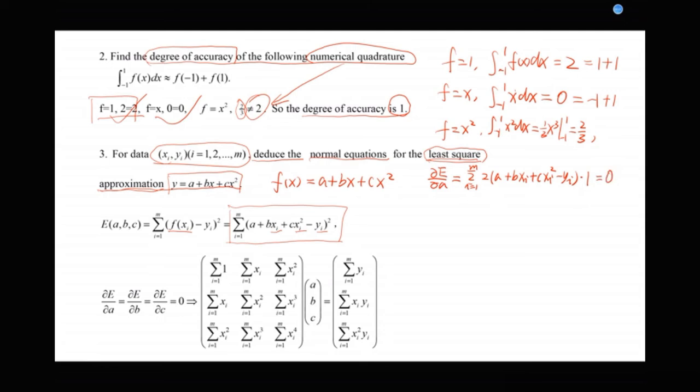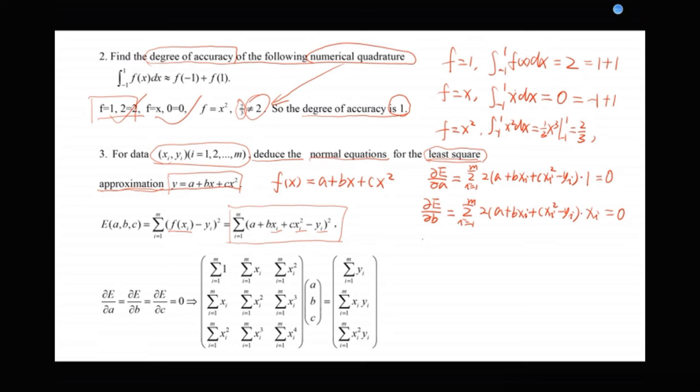Okay, so this is the first equation. And partial E, partial b. Summation i from 1 to m, again 2 times (a plus b xi plus c xi squared minus yi), and multiply the partial derivative on b. The derivative should be xi, so multiply xi. Partial E, partial b equal to 0, the second equation.